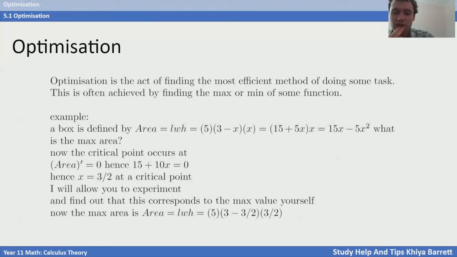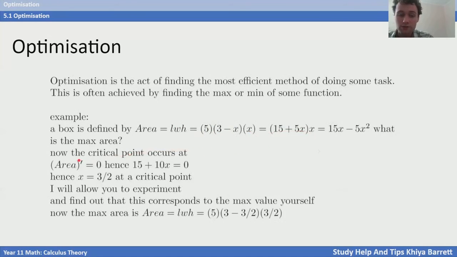Optimization is the act of finding the most efficient method of doing some task. This is often achieved by finding the max or min of some function. And here is an example. So we want to maximize the area. So area equals length times width times height. All right. The box is defined by a length of 5, a width of 3 take x, and a height of x. So what is the max area?